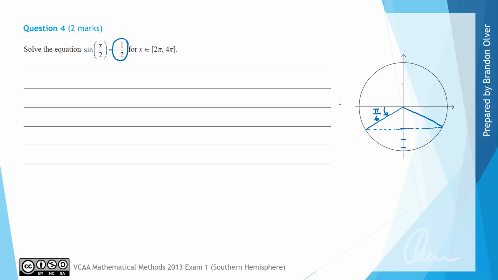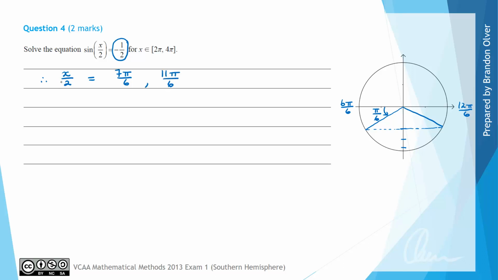Halfway around the unit circle is pi, which we can write as 6 pi on 6. So 6 pi on 6 plus pi on 6 is 7 pi on 6. And if we're in this position here, this is 12 pi on 6, and if we subtract pi on 6, we have 11 pi on 6. So what does that mean for our question? That means that we want x on 2, the part that is inside the sine function, to equal either 7 pi on 6 or 11 pi on 6.